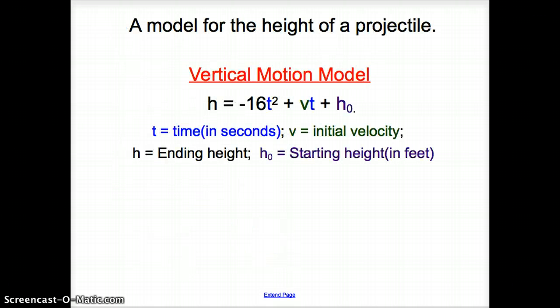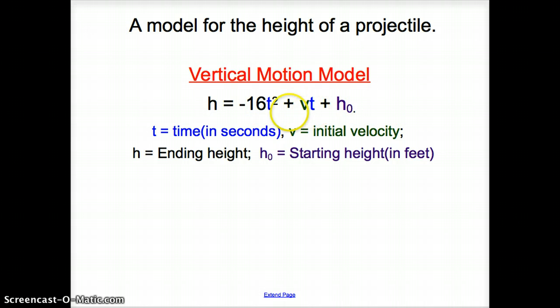All right, now we're not quite done. We have the vertical motion model, which is a model for the height of a projectile. So if something shoots up in the air, this is a model that would represent that going up in the air and coming back down.